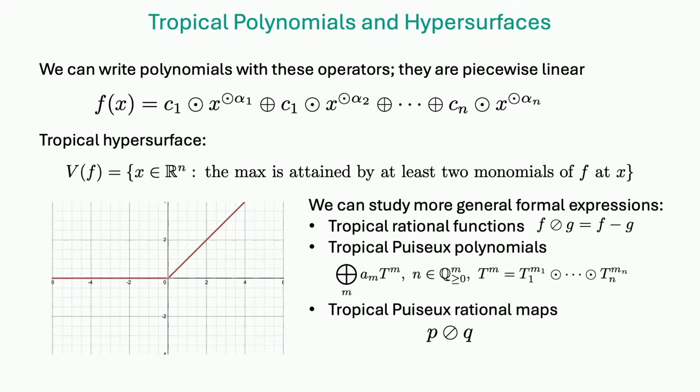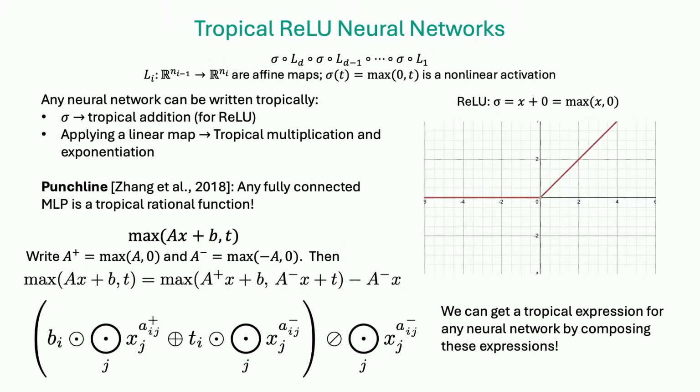but you can then look at more complicated, more general objects as well with tropical geometry. In particular, the tropical rational functions are going to be important, and the tropical Puiseux polynomials are as well. So here you can think about these tropical Puiseux polynomials where you have rational exponents, and then there's some more theory that comes up in that case here.